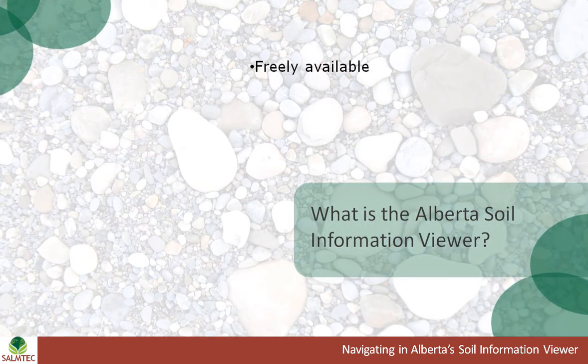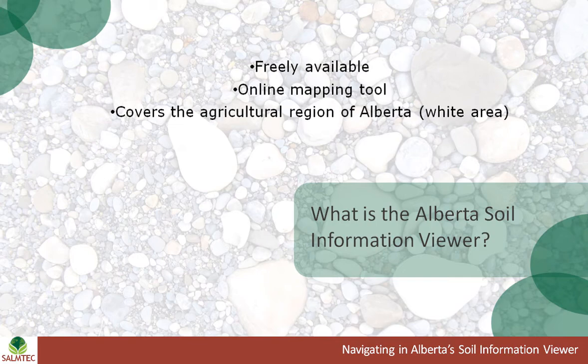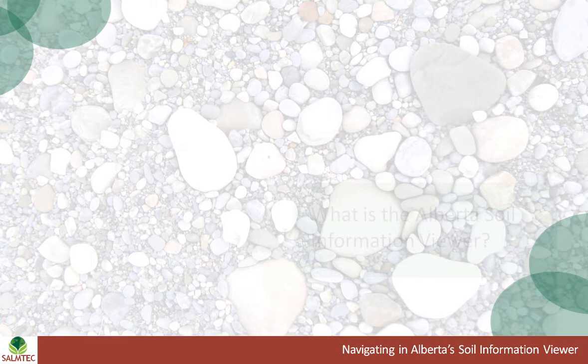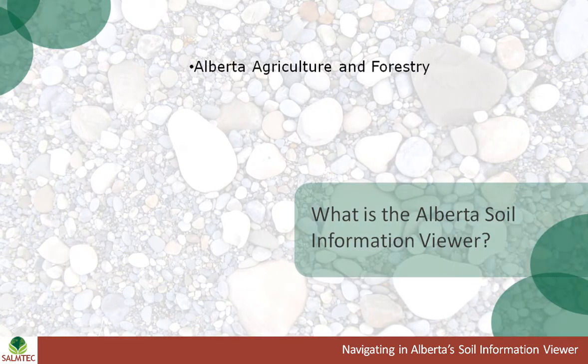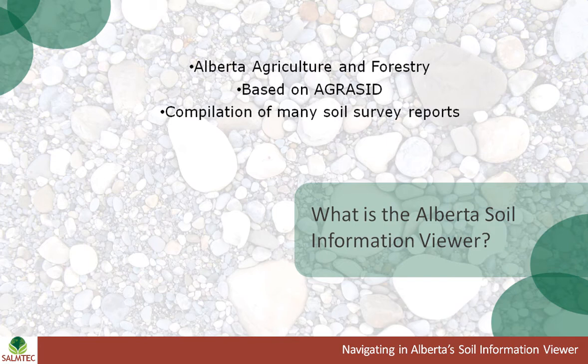The Soil Information Viewer is a freely available online mapping tool that displays soils and landscape information throughout the agricultural region of Alberta. The Soil Information Viewer is housed within Alberta Agriculture and Forestry and was created as a user-friendly interactive mapping tool that can be used to look up soils and landscape information at an area of interest. This information is based on the Agricultural Regions of Alberta Soil Inventory Database, or AGRASID, which is a digital compilation of many soil survey reports and soil maps gathered over the past 75 years.